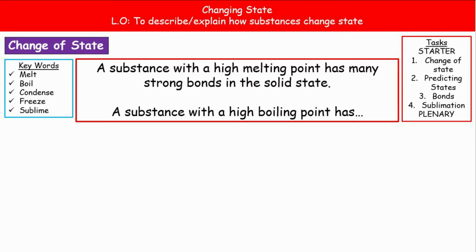If we think about a substance that has a high melting point, then we can explain that by saying that it's got many strong bonds in that solid state. So what that means is that the particles that are all held together in that lovely regular arrangement that we know a solid has, they are strong and there are lots of them. So that means that we've got the need for lots of energy to be transferred from the surroundings in order to break some of those bonds in order to change it from the solid to the liquid.